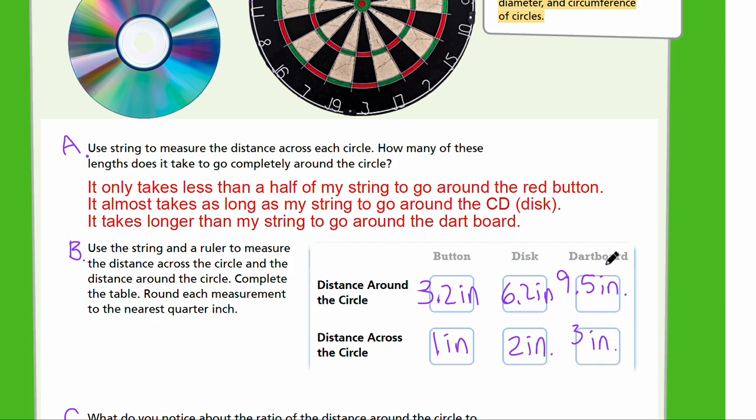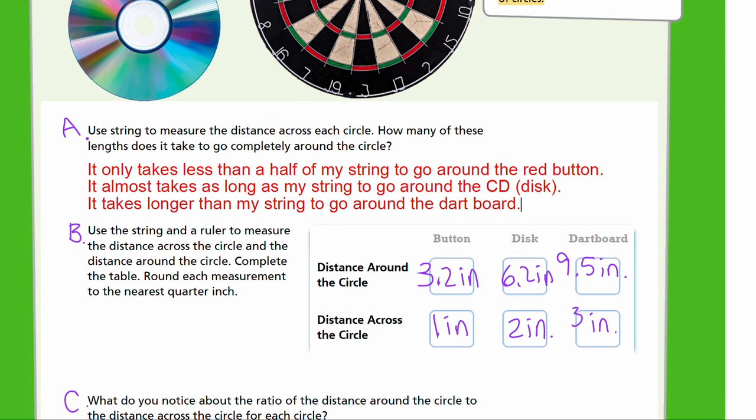If you have a centimeter ruler, write it in centimeters. If you really don't have an inch ruler, that's fine. This is just an activity for you to relate how the string goes around the circle to the distance when the string is made straight.